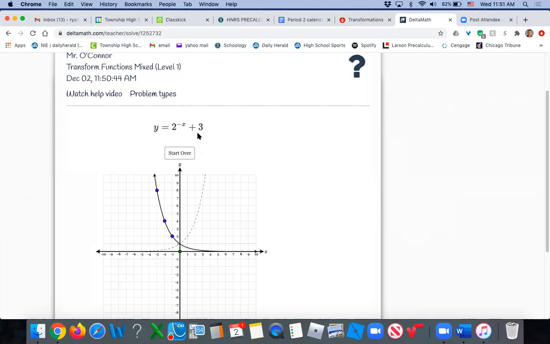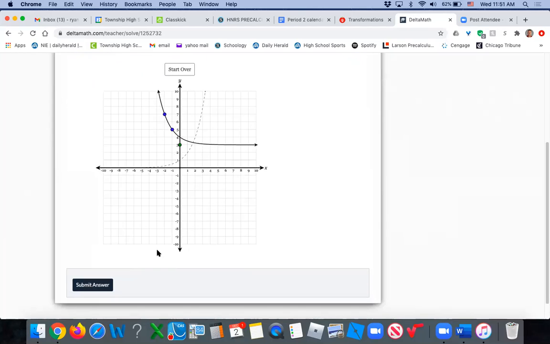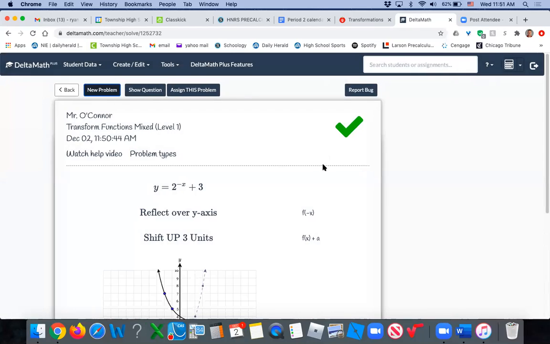Okay, thank you. Now I have to move it up 3. So I grab the green one and I move it up 3, and don't move it over, just up 3. So you've got to be a little careful with these, but then there would be my answer. All right, any other questions?